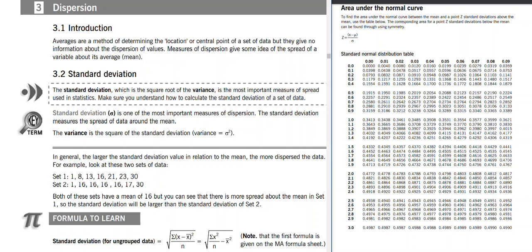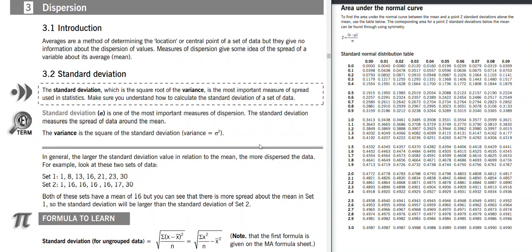Okay, so next we have dispersion. We already saw mean and median, which told us about the center point of the data, but it didn't say anything about how wide or narrow the data is about its mean. So this is what we call dispersion: how spread the data is around its mean.